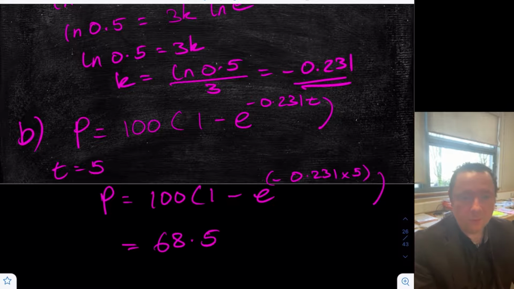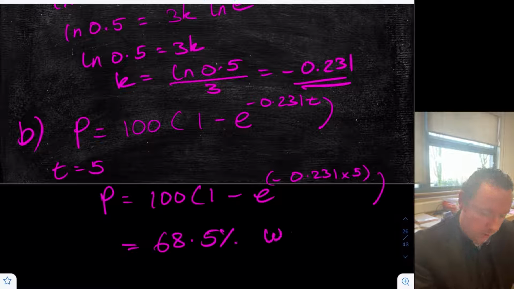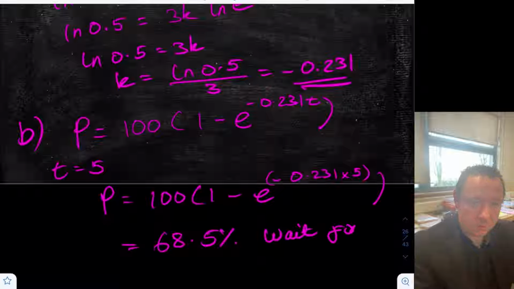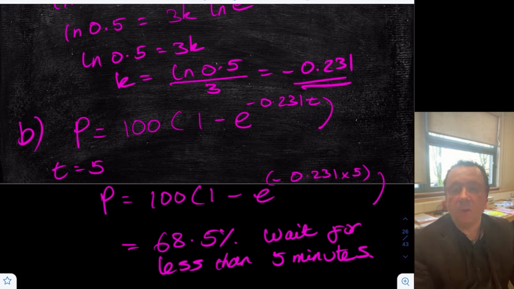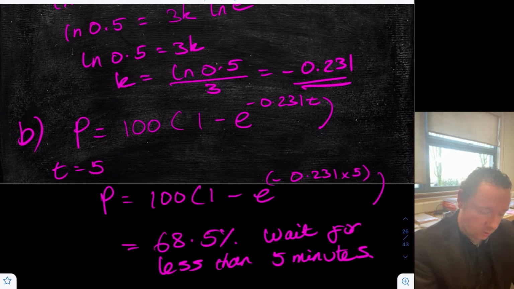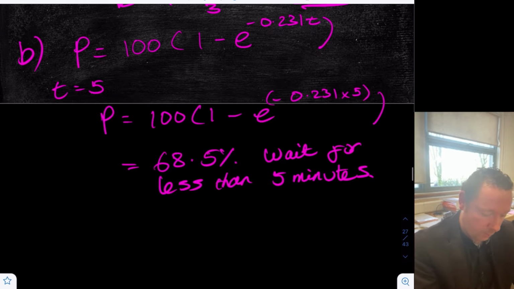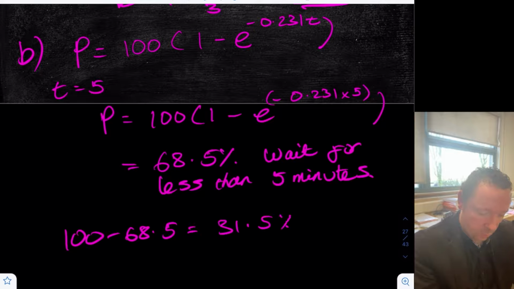So it's 68.5% wait for less than 5 minutes. Because remember, this formula is for the percentage of customers that wait for less than a specific time. So that means that for those who wait 5 minutes or longer, which is what the question is, I just do 100 minus 68.5, which is 31.5% wait for 5 minutes or more.